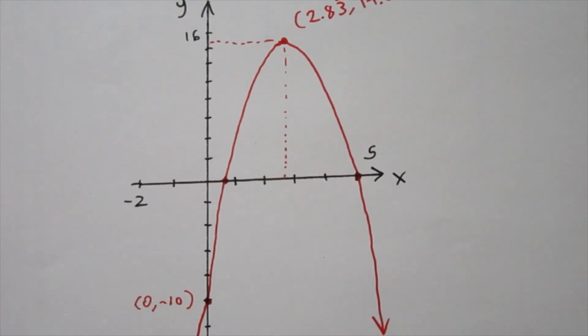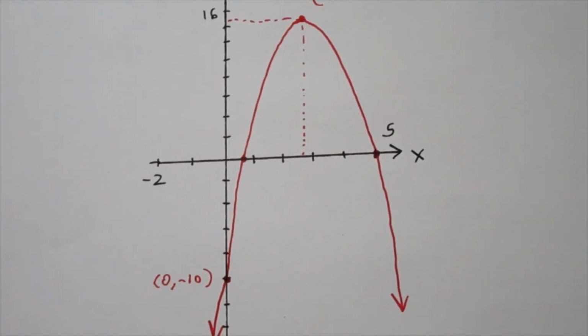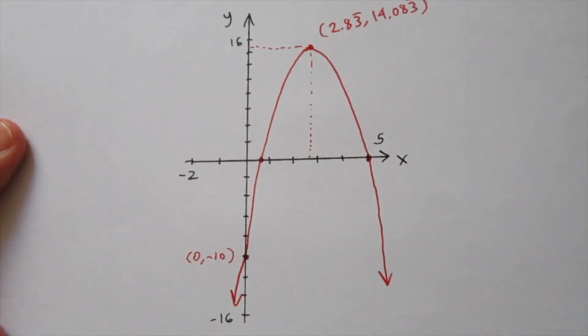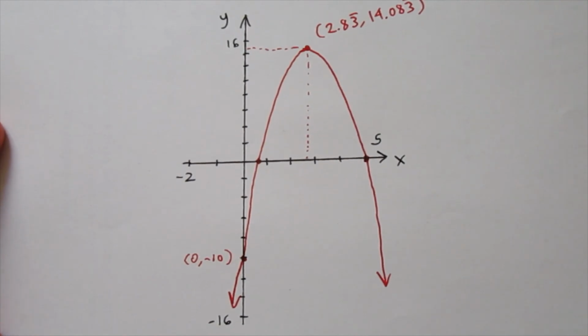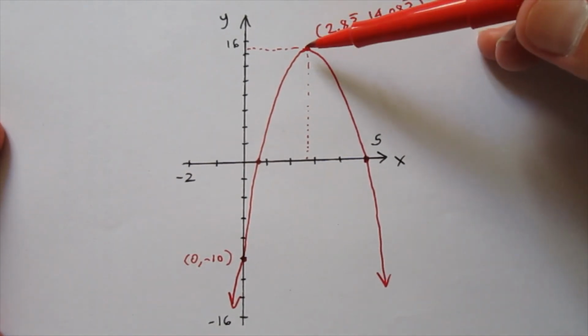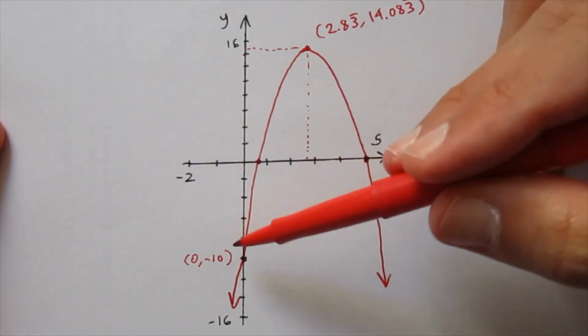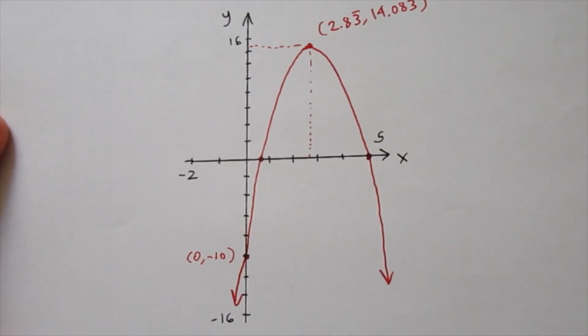Just like that, I connect the dots. So I've got this parabola right here. I did it by hand, so it's not particularly neat. Let me zoom out so you can see it better. So this is the parabola. First I found the vertex, then I found the x-intercepts, then I found the y-intercept. I know it opens down. So this is what the graph of the function looks like.